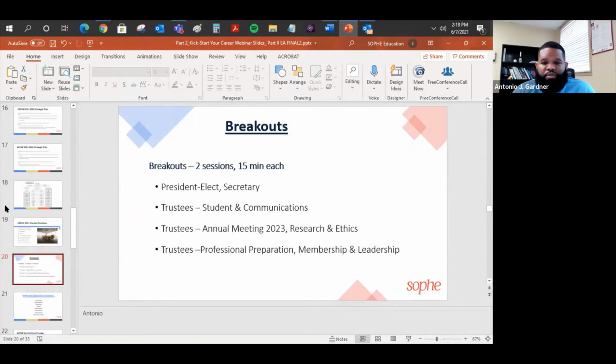The first room is for the president-elect and secretary positions. The second room is for the student and communications trustee positions. The third room is for the annual meeting and research and ethics trustee positions. And the final room is for the professional preparation and membership and leadership positions.